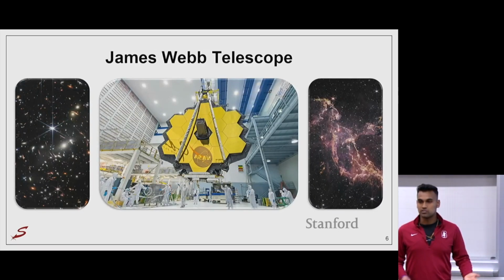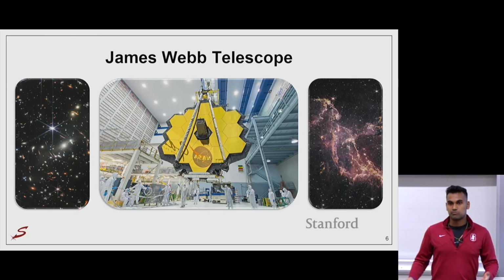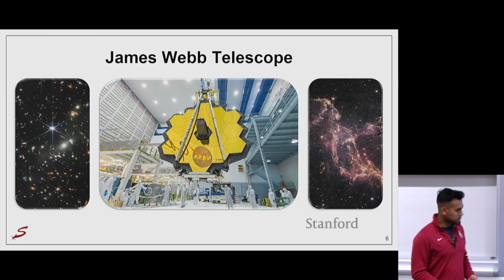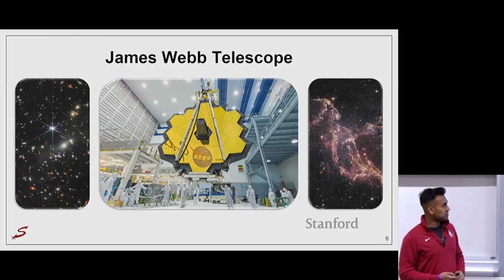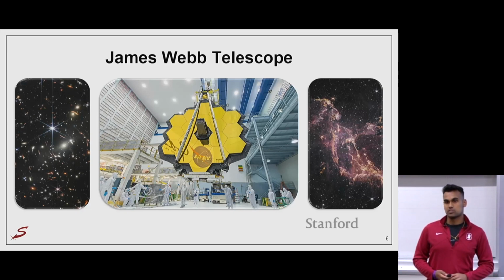The James Webb Telescope, which most of you probably know of, is actually perched in a halo orbit around a Sun-Earth libration point, which we'll define later, but it's in a very special orbit that wouldn't be possible without leveraging three-body dynamics. And that allows it to capture those great images and make those scientific discoveries.